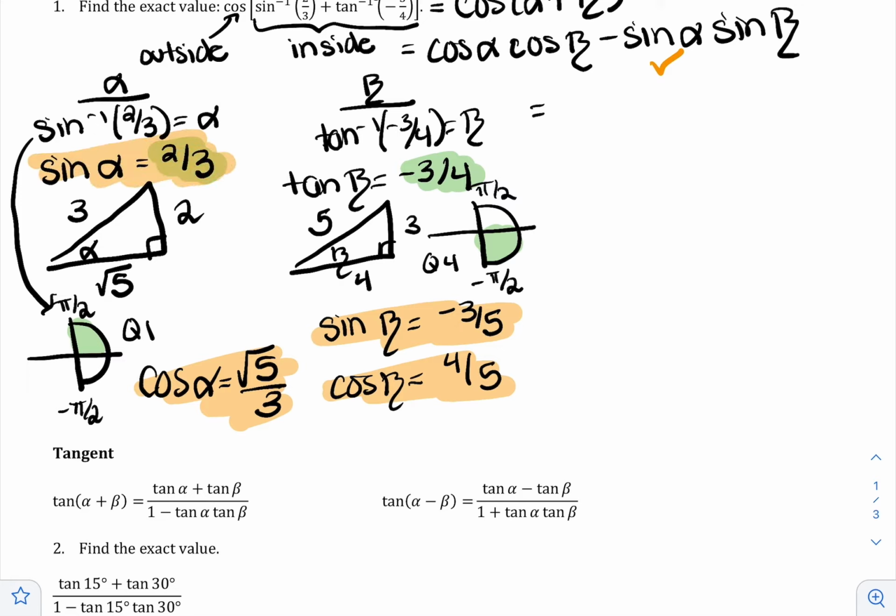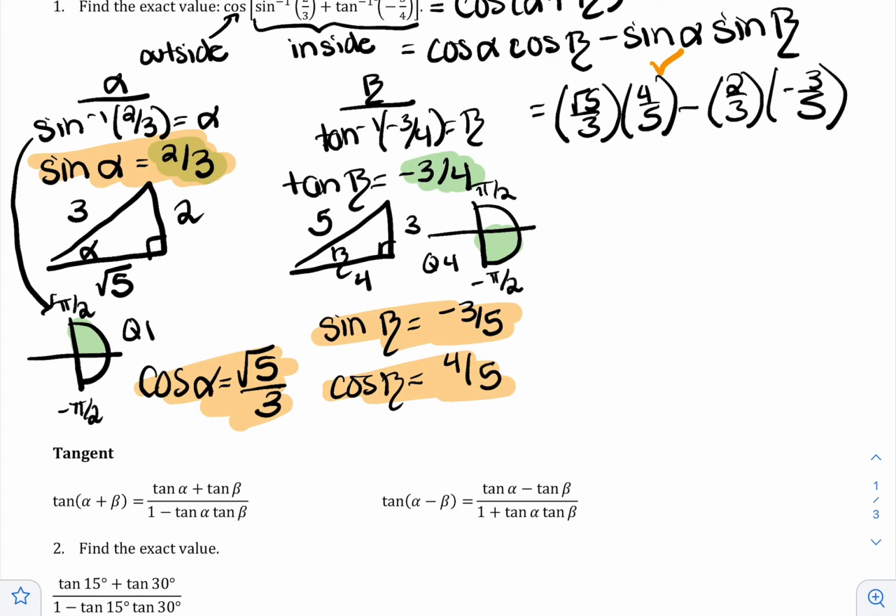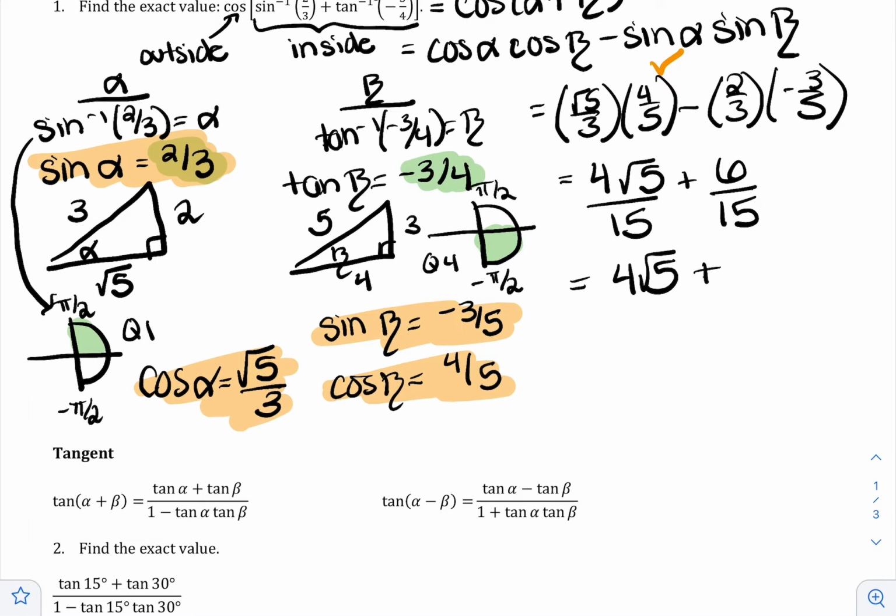So cosine alpha is square root of 5 over 3. Cosine beta is 4/5. Sine alpha is 2/3. Sine beta is negative 3/5. So this gives me 4 square root of 5. A negative and a negative makes a positive 6. They're both over 15, so I can combine them into a single denominator: 4 square root of 5 plus 6 over 15. And again, I cannot combine further because 6 does not have a square root of 5, so they're not like terms.